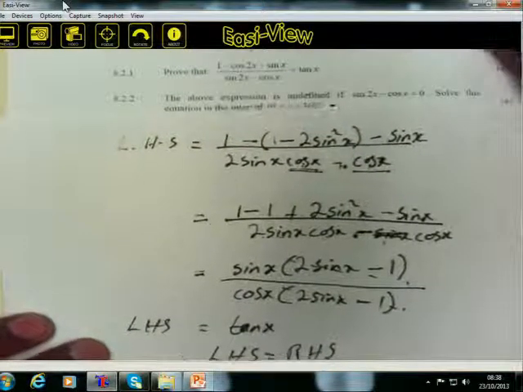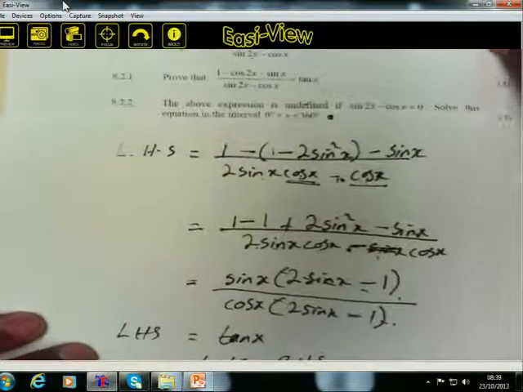Let's check the next question here. The next question states 8.2.2. The above expression is undefined if the sine of 2x minus cos x equals 0. Solve this equation in the interval x greater or equal to 0 degrees and x less or equal to 360 degrees.